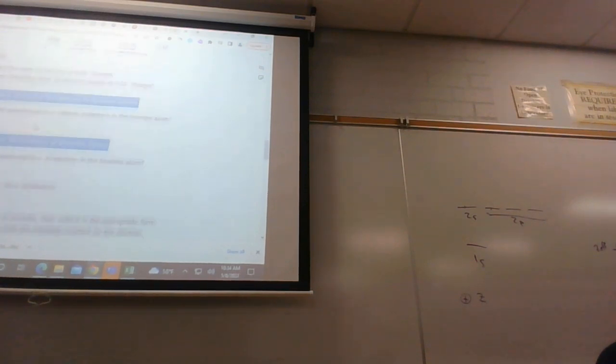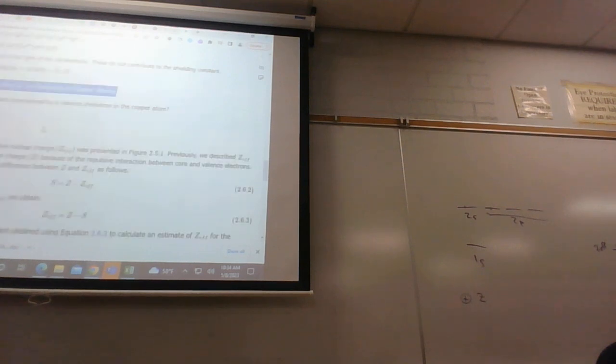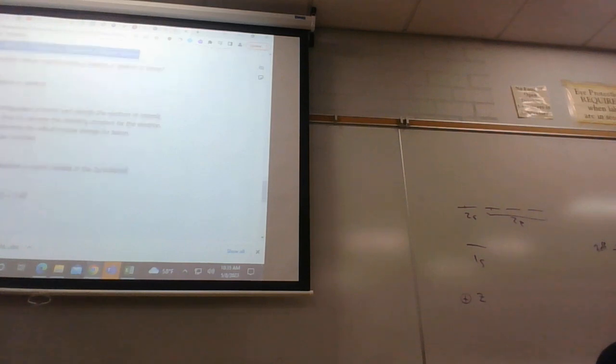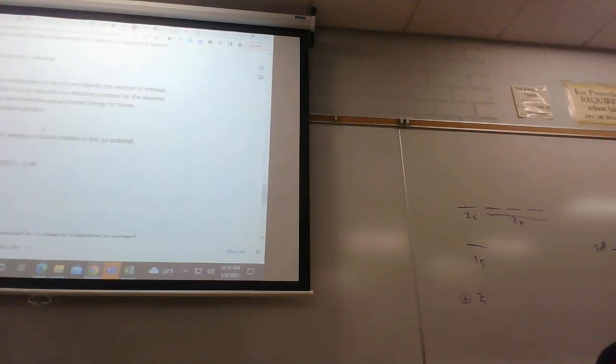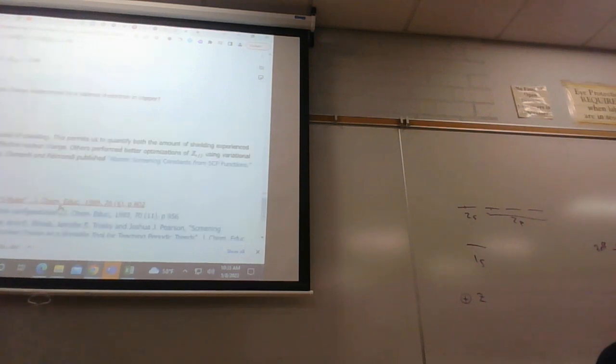And it goes on. The nice thing about Slater's rule is it's a very, very easy calculation, and the numbers come out okay. We can use quantum mechanics to calculate what Z effective is, but with this, we don't have to use any of the heavy math of quantum to figure it out. So what is the effective nuclear charge experienced by a valence d electron in copper? Valence d, we don't really call those valence, those are inner.